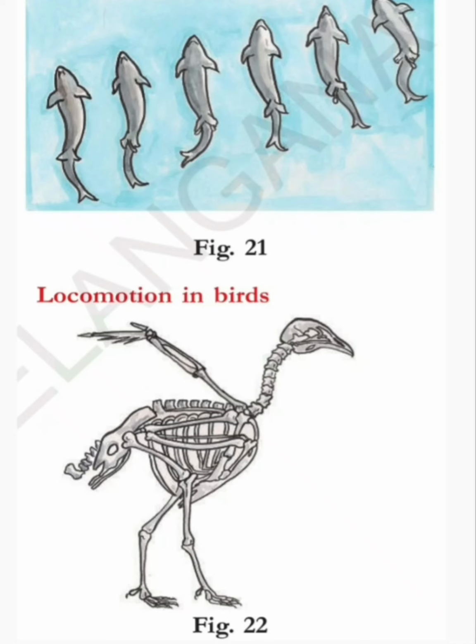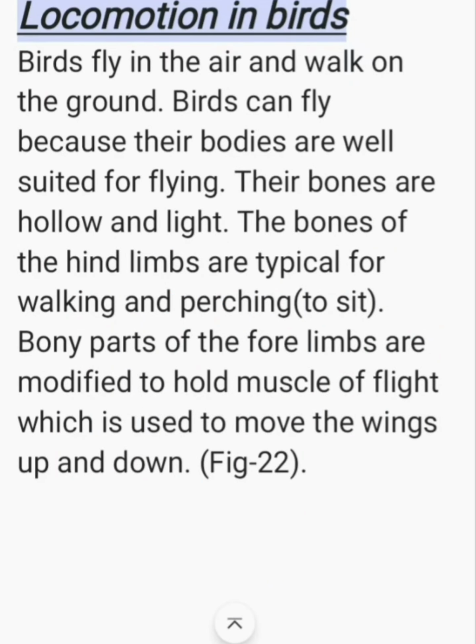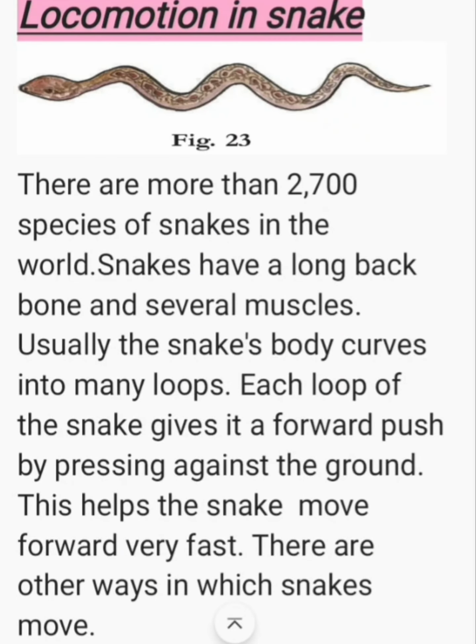Figure 21. Locomotion in birds. Birds fly in the air and walk on the ground. Birds can fly because their bodies are well suited for flying. Their bones are hollow and light. The bones of the hind limbs are typical for walking and perching, to sit. Bony parts of the forelimbs are modified to hold muscles of flight, which are used to move the wings up and down.